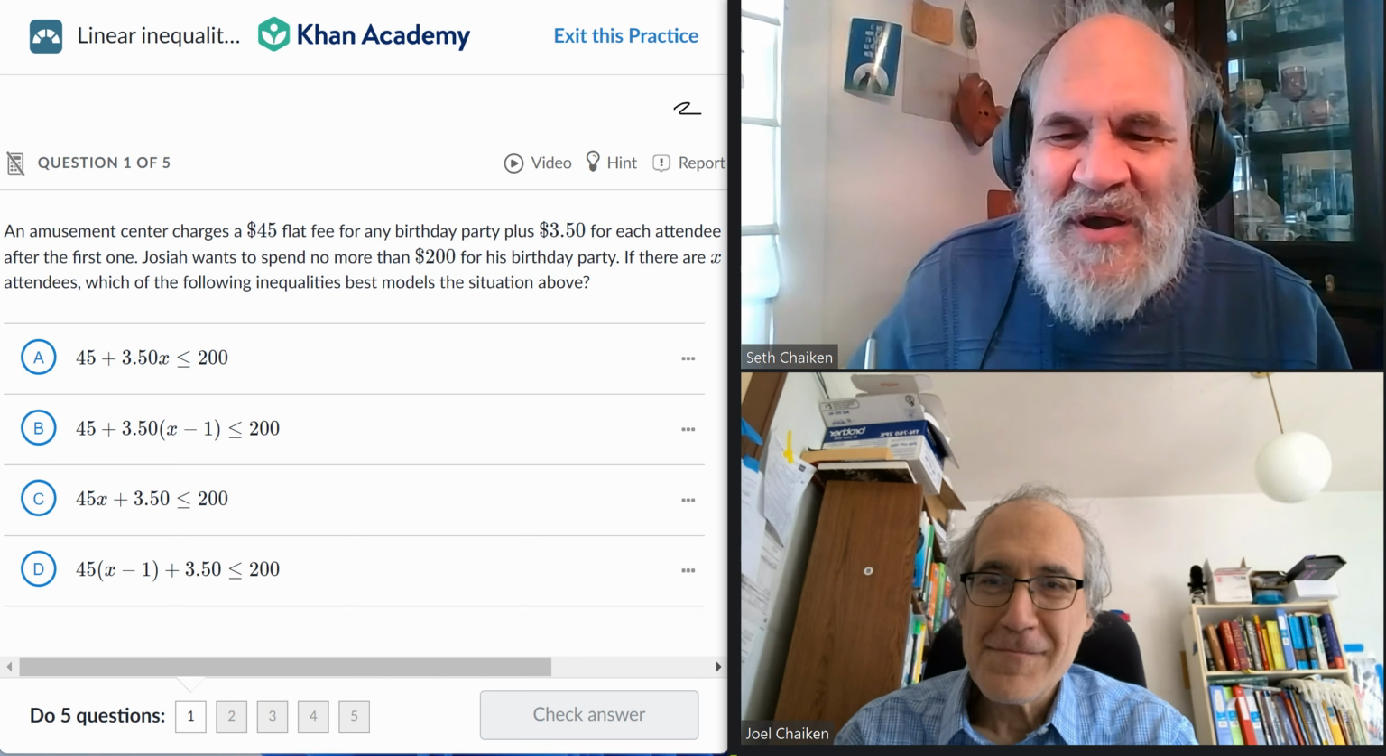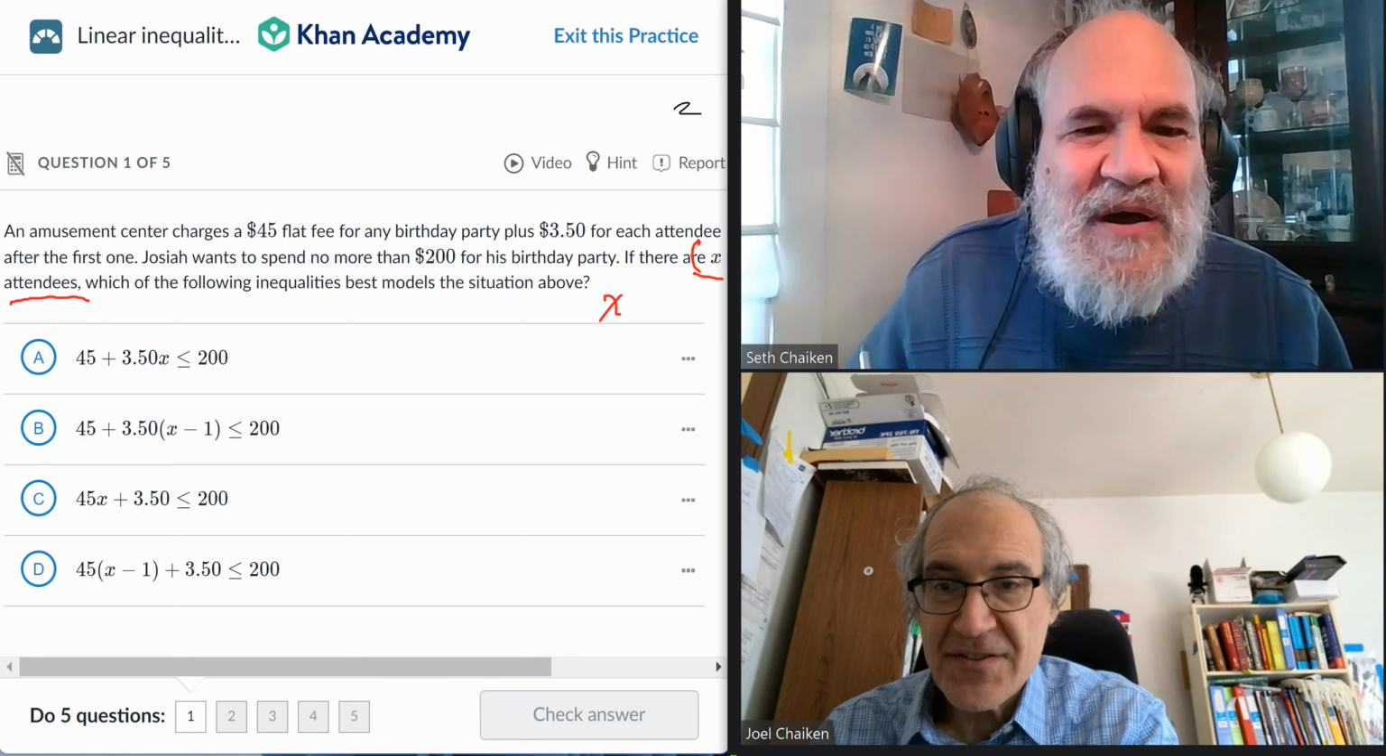Okay, so this is a problem where a situation is described in English. The situation includes a specification of some variable, they tell you what the variable is. It's x. And your job is to translate the situation into algebra. But this problem is so much harder because you have "for each attendee after the first one." That is a complication that you've got to be careful about.